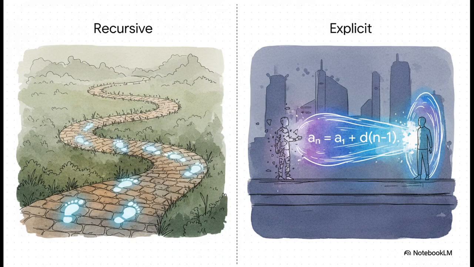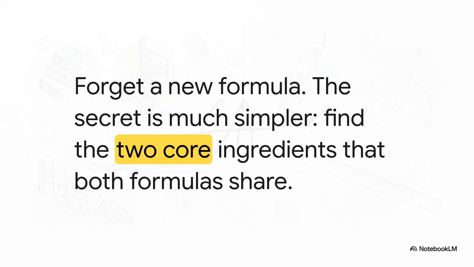Okay, so here are our two languages, recursive and explicit. The recursive one on the left, that's kind of like giving someone step-by-step directions. Take a step, then another, then another. The explicit formula, though, is more like a teleporter. It just zaps you straight to your destination. They might look a little intimidating with all those letters and subscripts, but trust me, they're just two sides of the very same coin.